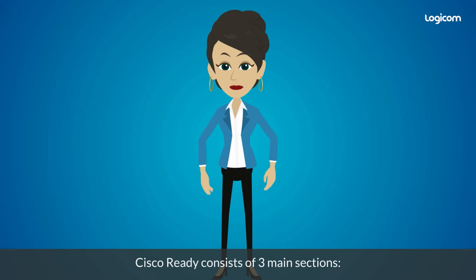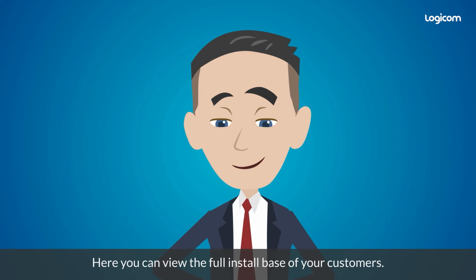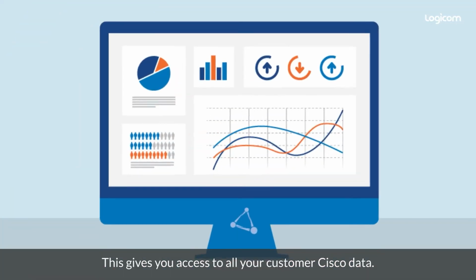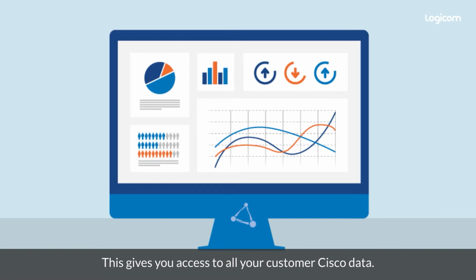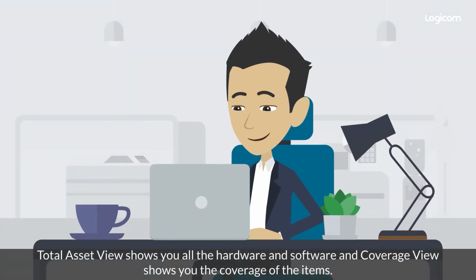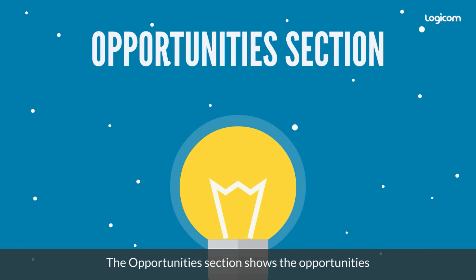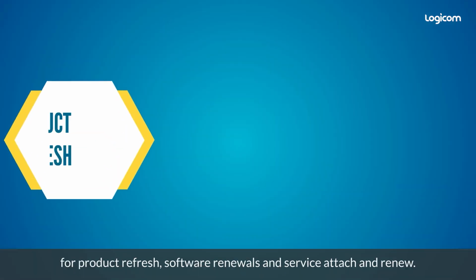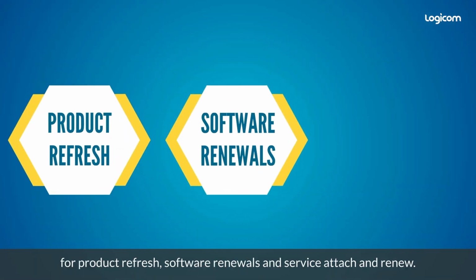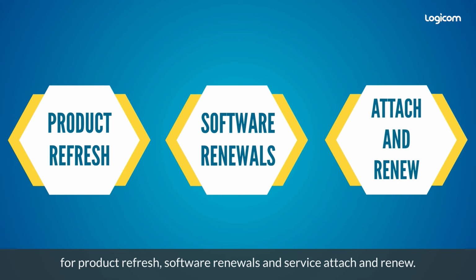Cisco Ready consists of three main sections. Analysis. Here you can view the full install base of your customers. This gives you access to all your customer Cisco data. Total Asset View shows you all the hardware and software, and Coverage View shows you the coverage of the items. The Opportunities section shows the opportunities for product refresh, software renewals, and service attach and renew.